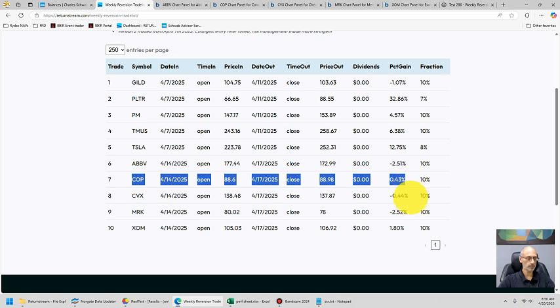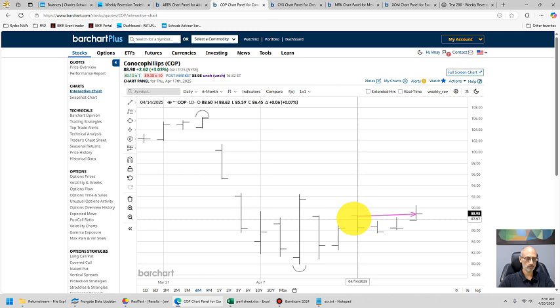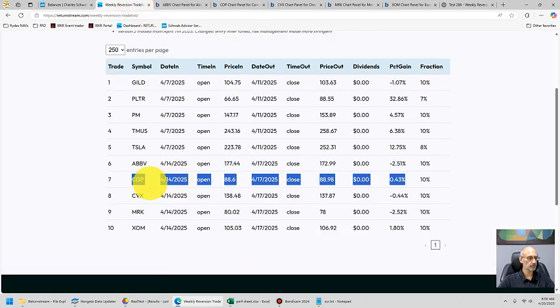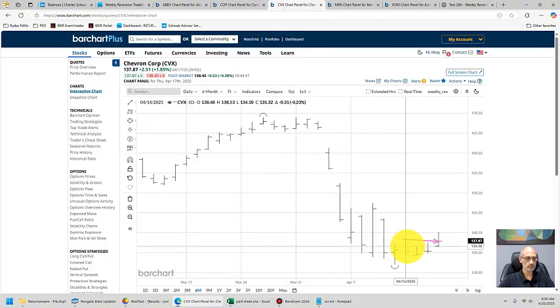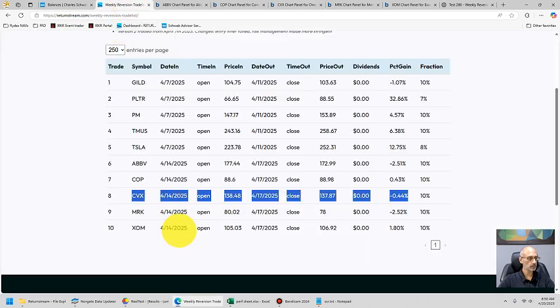The next one was ConocoPhillips, made a little bit, 43 basis points. This was the trade here. Next one was Chevron, lost. That one was down 0.44% for the week. So we got in here, got out here, small loss.